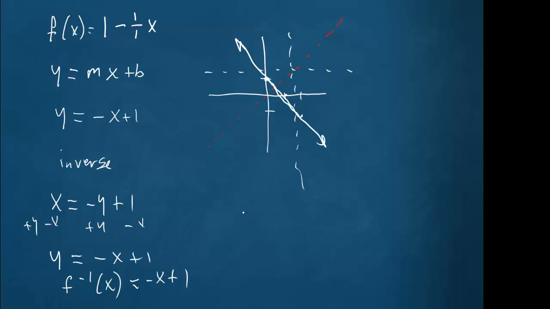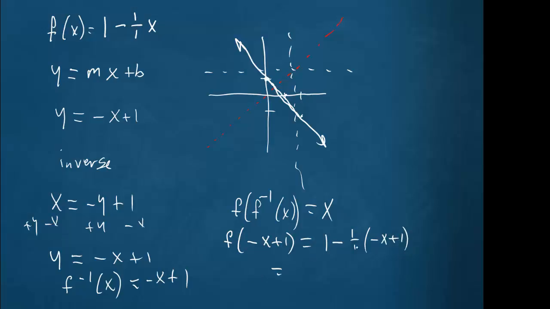Let's verify algebraically, and we would do that by finding f of f inverse of x. What we should find is just x. So f of f inverse means that everywhere we have an x in f, we will put the inverse function. So we would find f of minus x plus 1. And when we put that in the original function, 1 minus 1 over 1 x, we would wind up with 1 minus 1 over 1 times minus x plus 1.